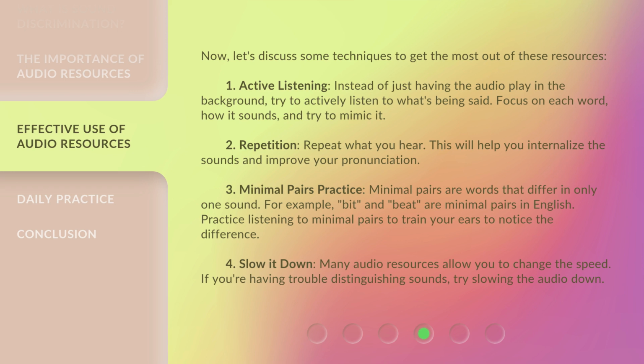3. Minimal pairs practice. Minimal pairs are words that differ in only one sound. For example, bit and beat are minimal pairs in English. Practice listening to minimal pairs to train your ears to notice the difference. 4. Slow it down. Many audio resources allow you to change the speed. If you're having trouble distinguishing sounds, try slowing the audio down.